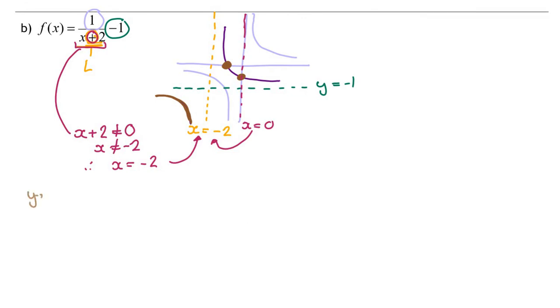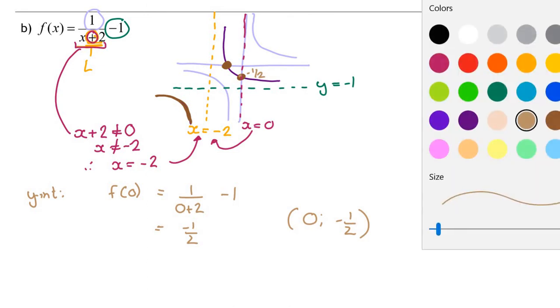So my y-intercept should be fairly easy. I make x 0, so I get 1 over 0 plus 2, which is 1 over 2, minus 1, and I get negative a half. So 0, negative a half. If they ask for a coordinate, this is just negative a half. Now, also remember that if I ask you to draw the graph, I'm actually never marking your working. I'm just marking the graph. So as long as your graph is neat, I can give you all the marks.